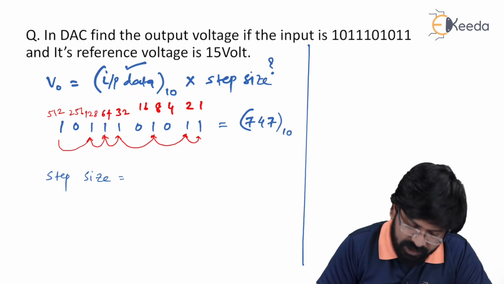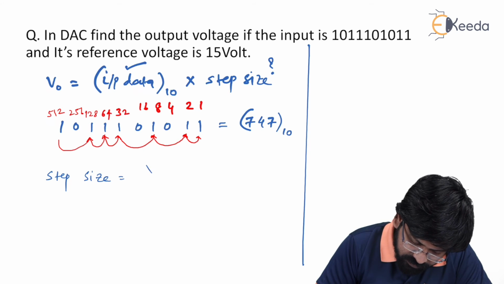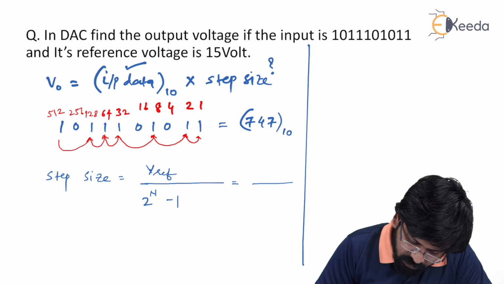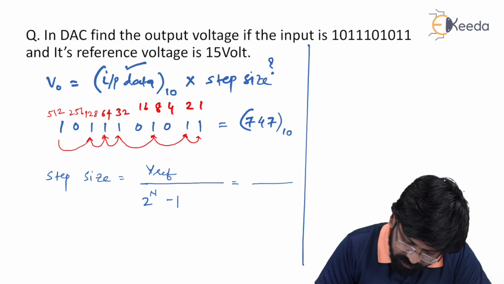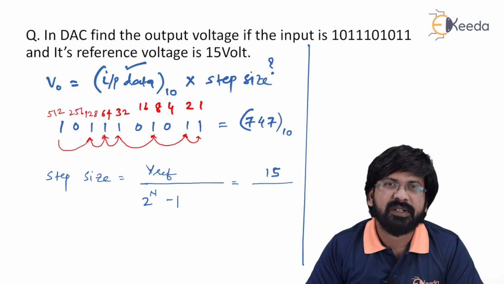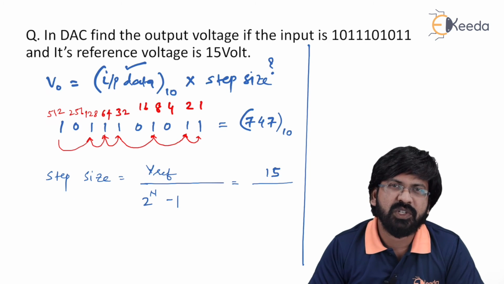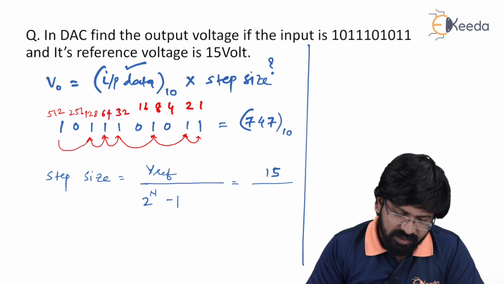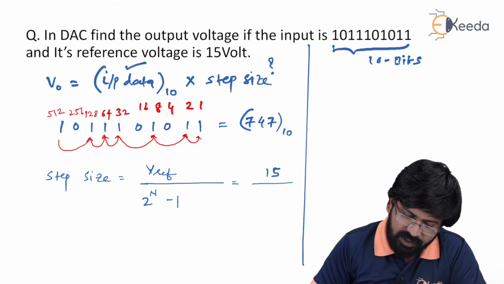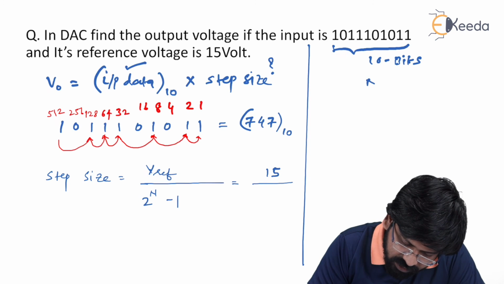Let us recall the formula for step size. It was reference voltage, V reference, divided by the number of steps, which is 2 raised to n minus 1. Here the reference voltage is 15 volt, divided by 2 to the power n minus 1, where n is the size of the DAC. Now the problem is that the size of the DAC is not directly provided, but you should be sharp enough to understand the size of the data. If you count this, it is a total of 10 bits of data. So what does that mean? The value of n is equal to 10.